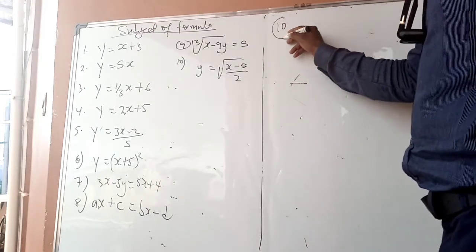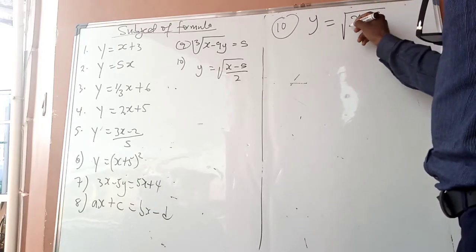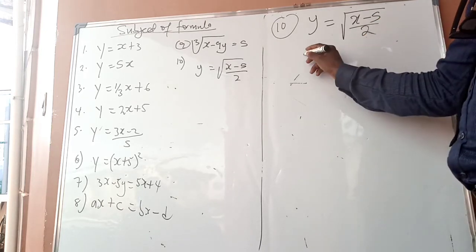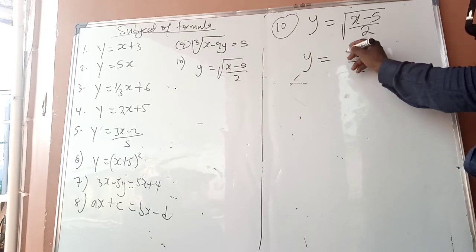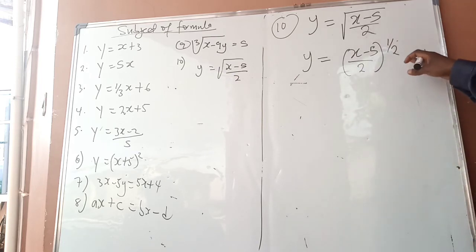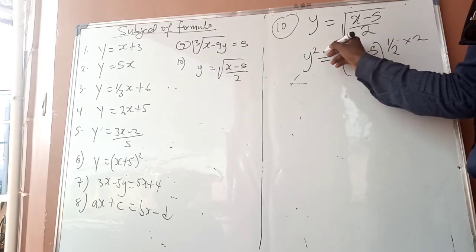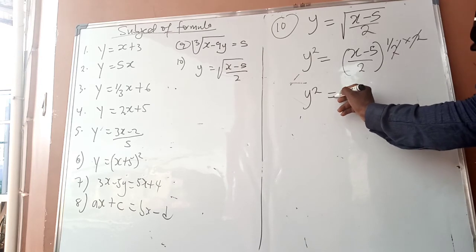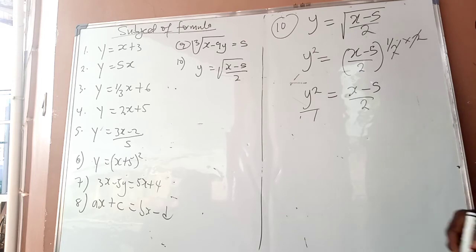Finally, y is equal to the square root of x minus 5 all over 2. This is square root, right? And it can be written as y is x minus 5 all over 2 to a power of half. To remove this half, I will raise both sides to a power of 2, right? I will square both sides so that this will cancel out. I will now have y squared is equal to x minus 5 all over 2. I can call this over 1.